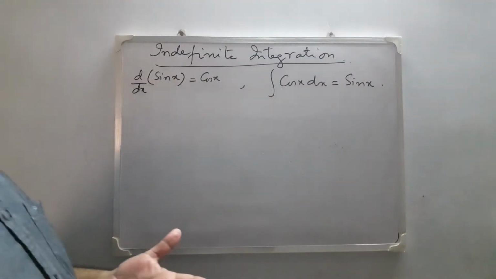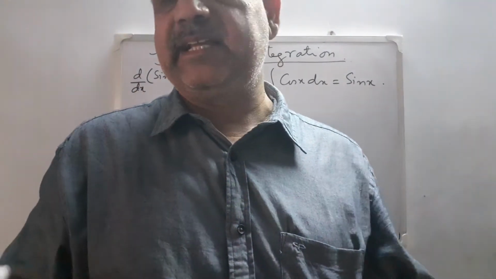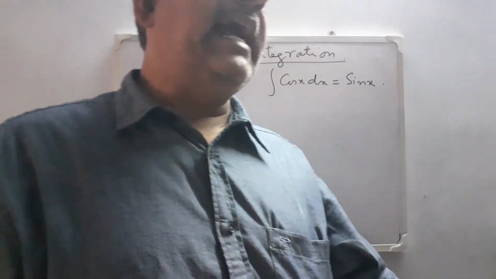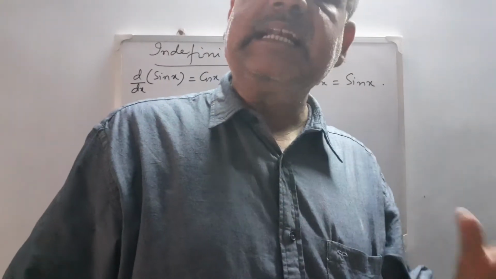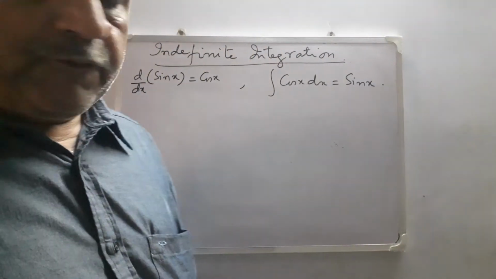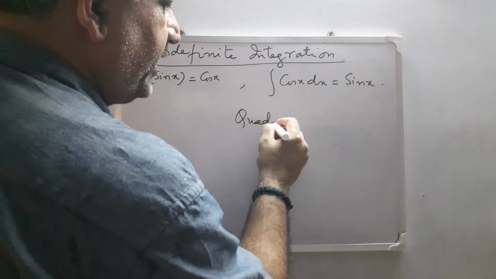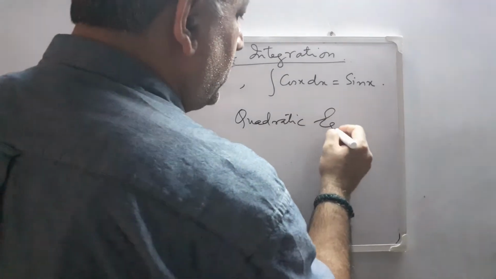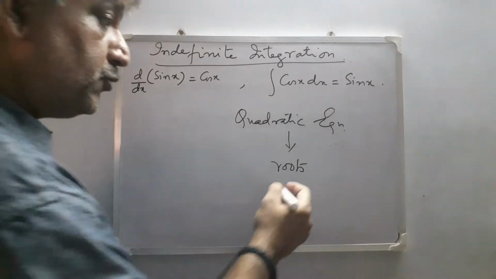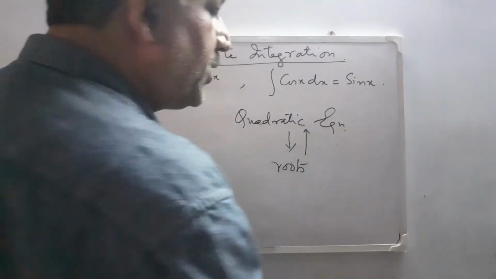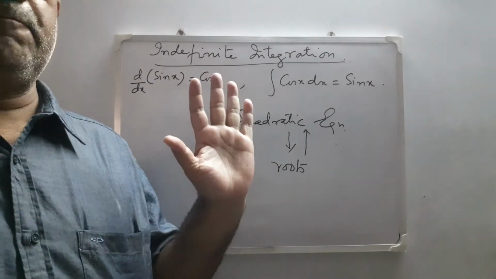Now in mathematics, boys, we always have two types of techniques: direct technique and reverse technique. Just like in the quadratic equation you learned in class 11: if a quadratic equation is given to you, how to write the roots of this quadratic equation. And the second technique, if the roots are given to you, how to write the quadratic equation.